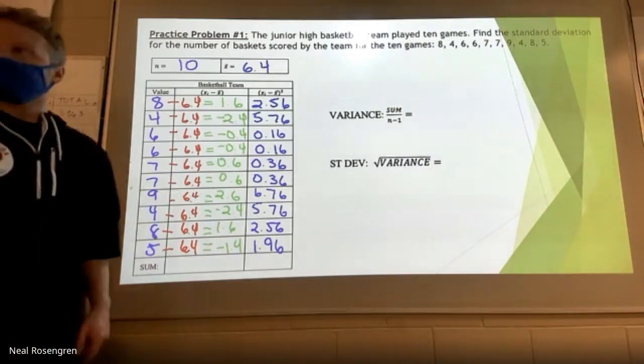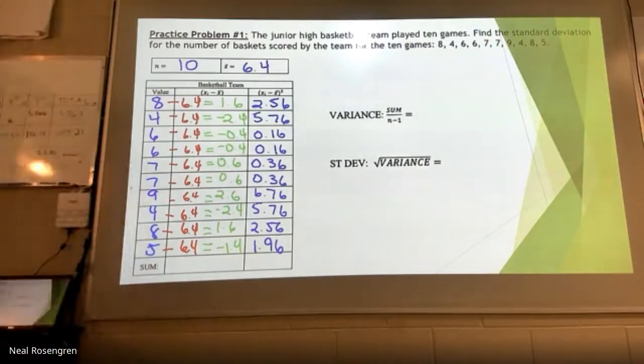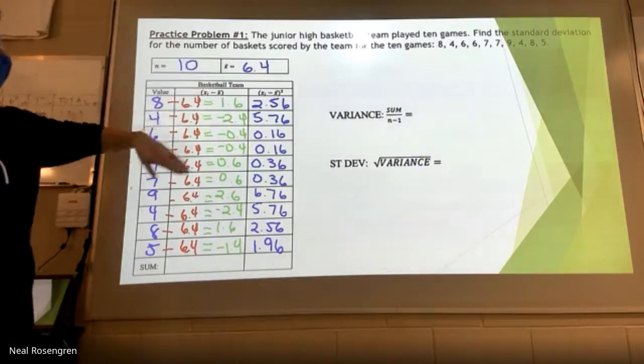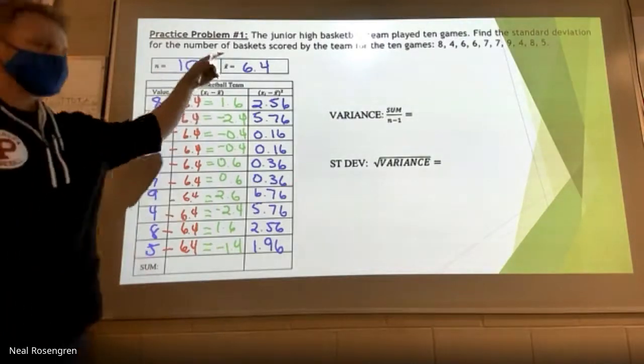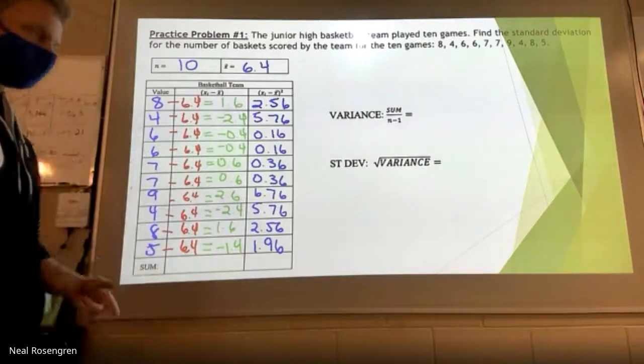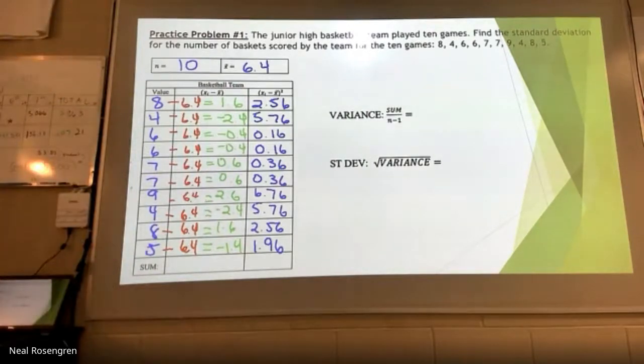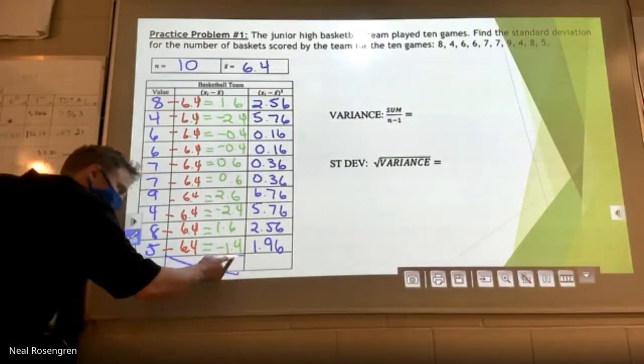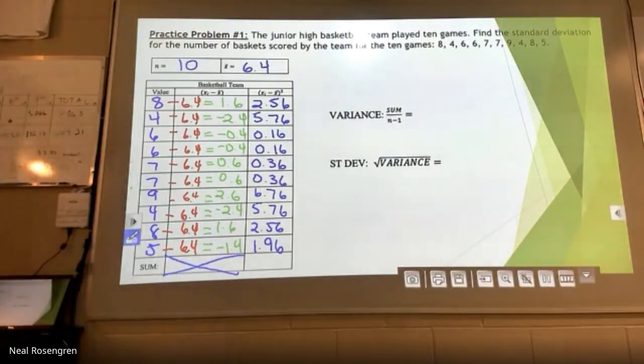Let's see if we get to the same spot. All right, count them up, find the average, find the difference, square it, add them up. So I don't really even need the bottom part right here. That sum isn't necessary. It's just the sum of the squares.